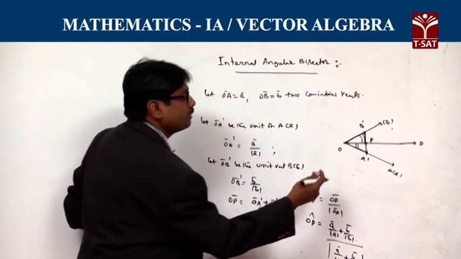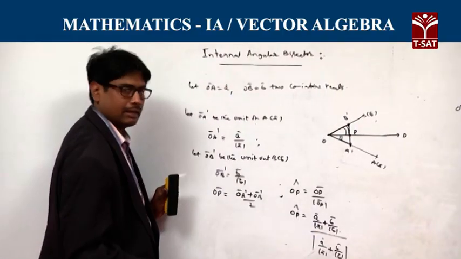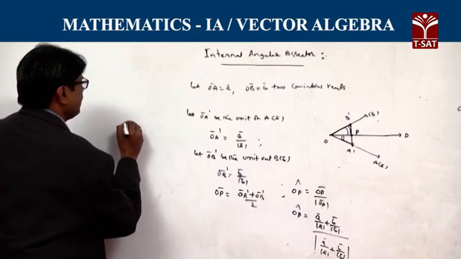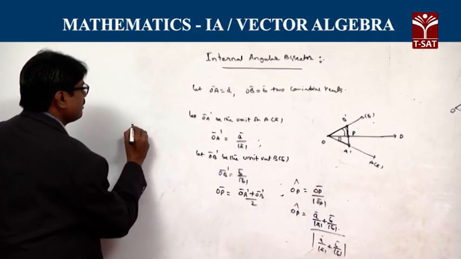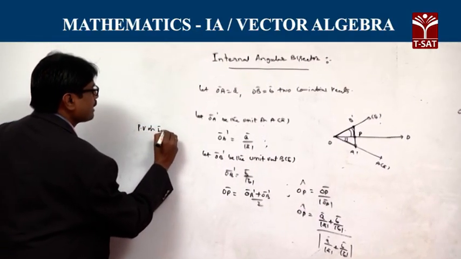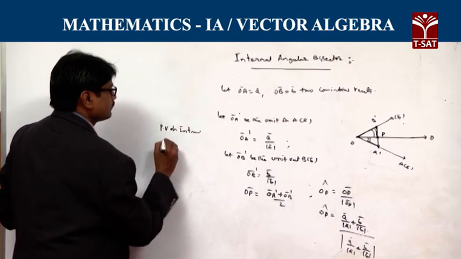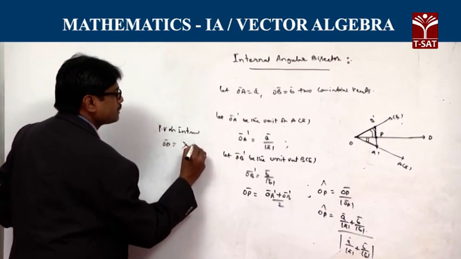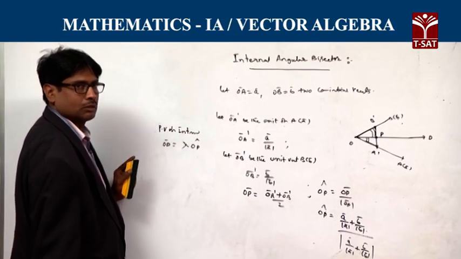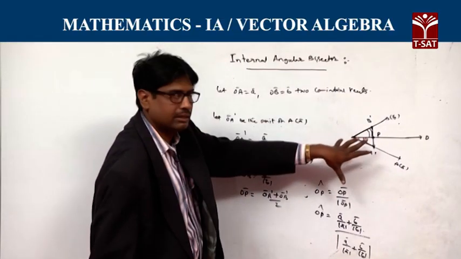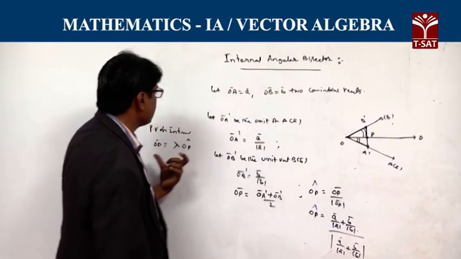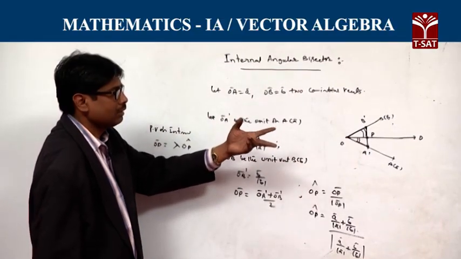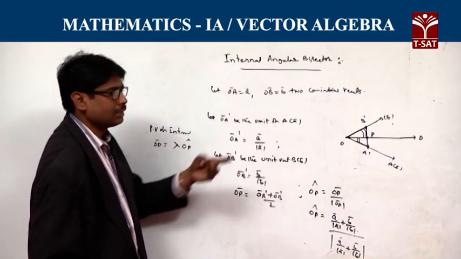So to get the internal angular bisector, its length will depend. Therefore, the position vector of the internal angular bisector, OD bar, will be equal to lambda times OP cap. OP cap is the unit vector of the internal angular bisector. If you multiply it with lambda, that gives the internal angular bisector of the angle AOB.